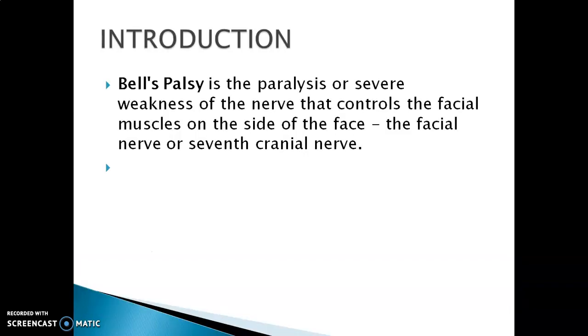Alright. So for introduction, Bell's palsy is a paralysis actually. The severe weakness of the nerve that controls the facial muscles on the side of the face. The facial nerve, or the seventh nerve, is involved in this. You have seen many patients in the hospital or in the diagrams of your books. If you open your book, you will come to know that there will be drooping. There will be muscle weakness. The one side of the face will be drooped, so he or she won't be able to smile properly, or the facial expression will not be normal.